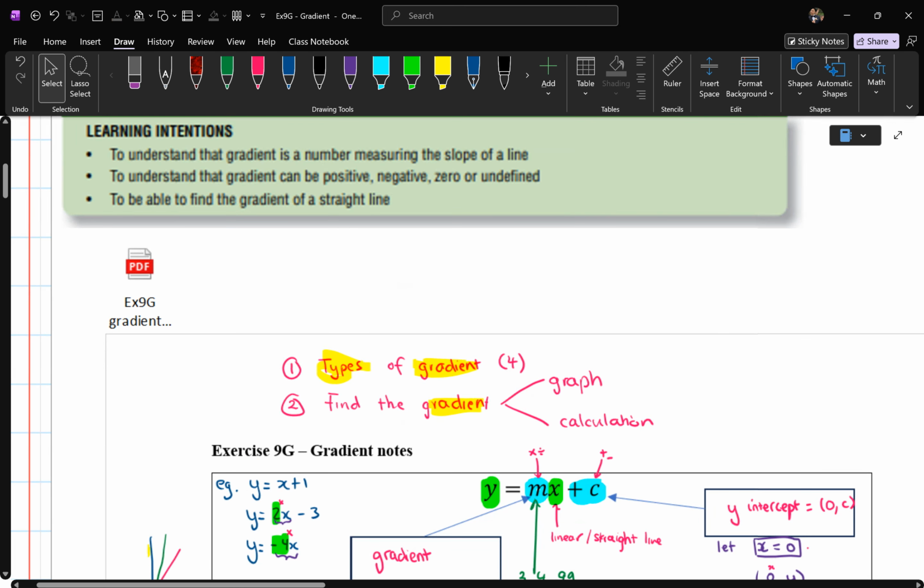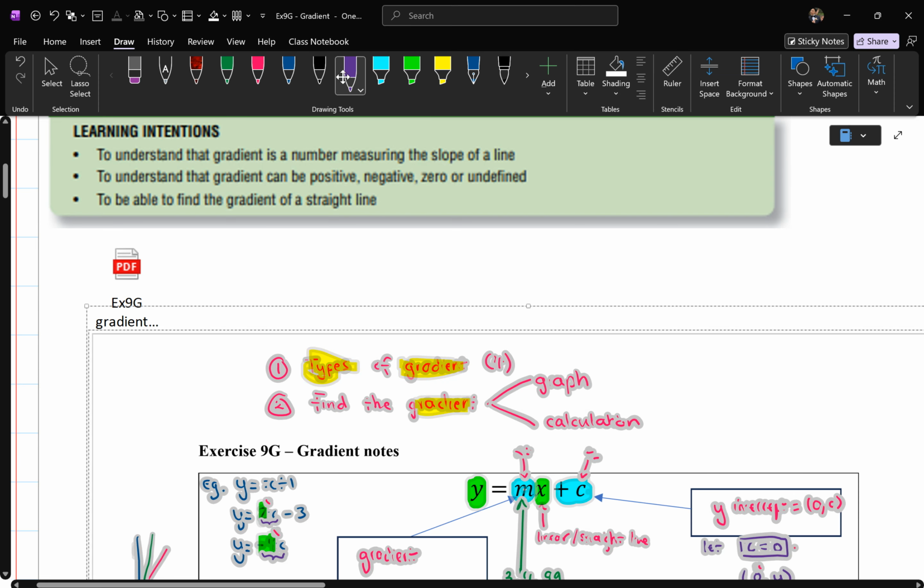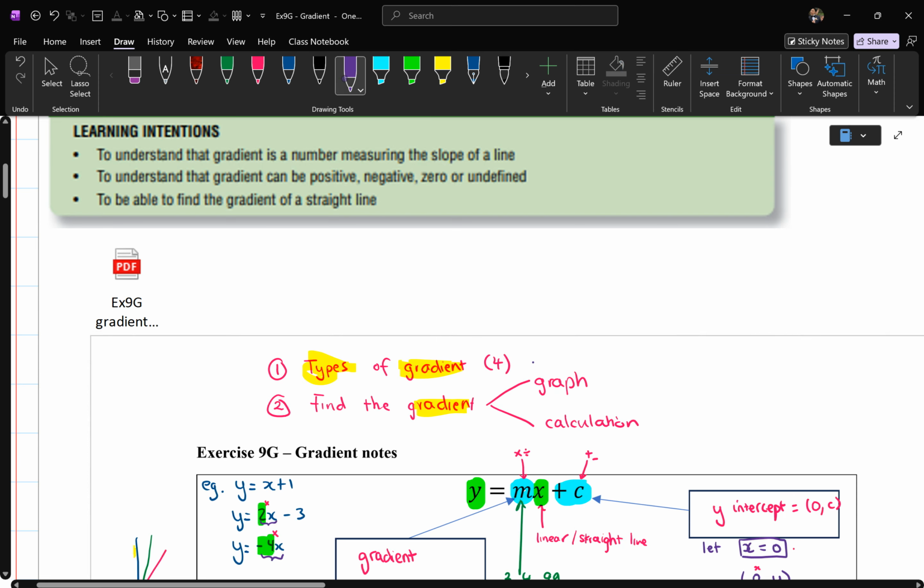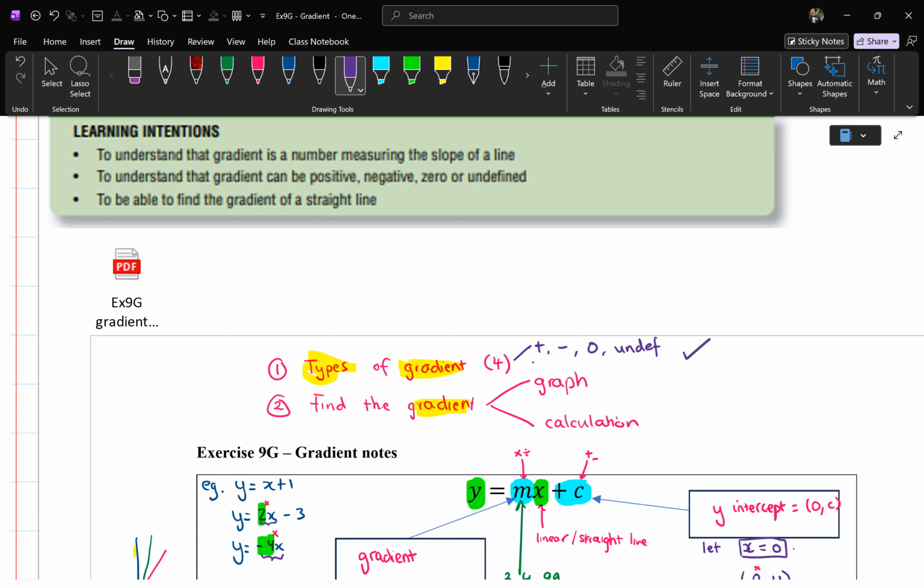So remember I said you need to identify the 4 types. So what were the 4 types again? You had positive, negative, 0, and undefined gradient. Okay, so that's the first skill. Second one was to find the gradient of a graph, and this was using rise over run. Okay, rise over run. That's what I just showed you just now.